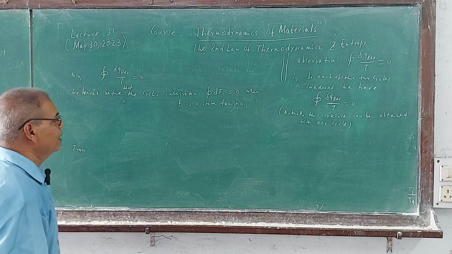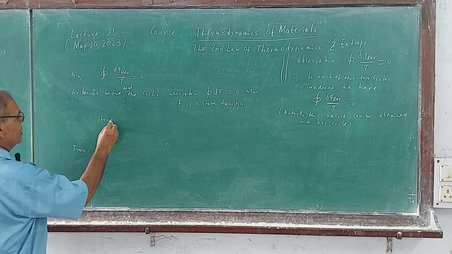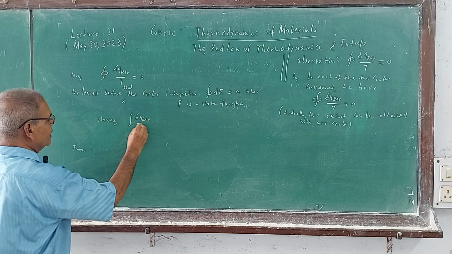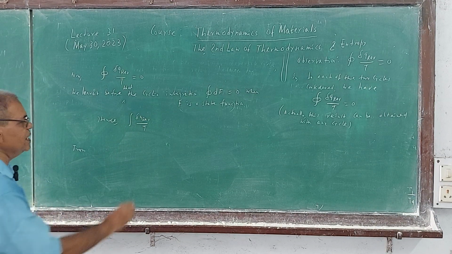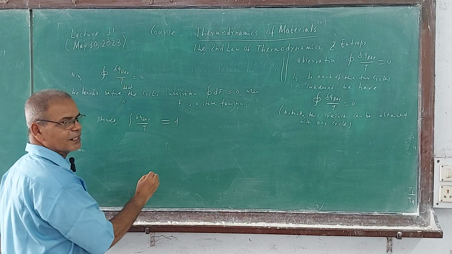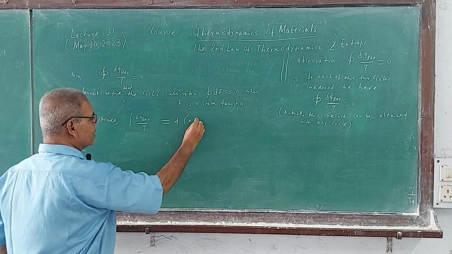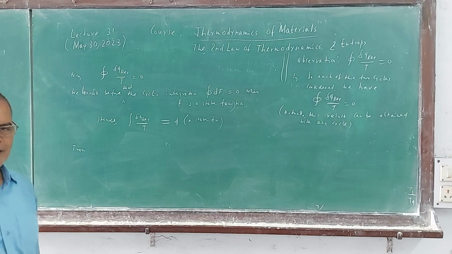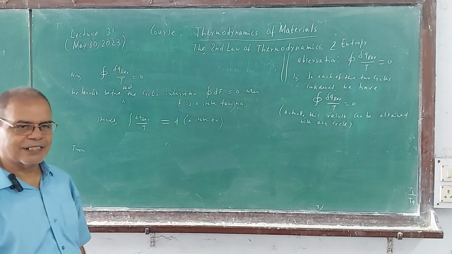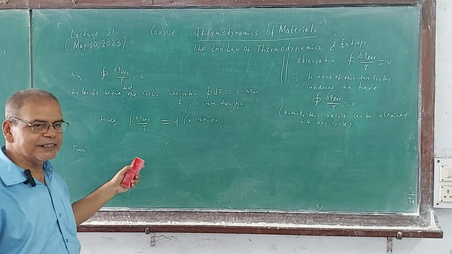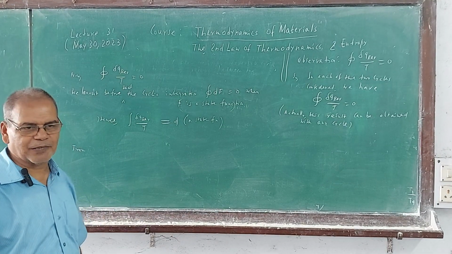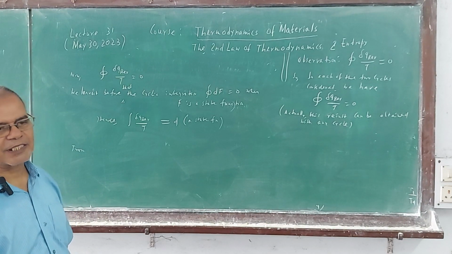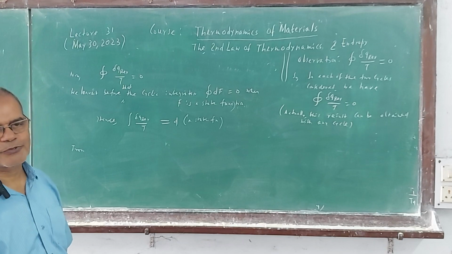This means, hence, dq reversible by T must be d of a state function. Obviously, cyclic integration of df is 0, and the cyclic integration of this is 0. So it must be d of a state function. Which function, I do not know. This is a new state function. Just now found.